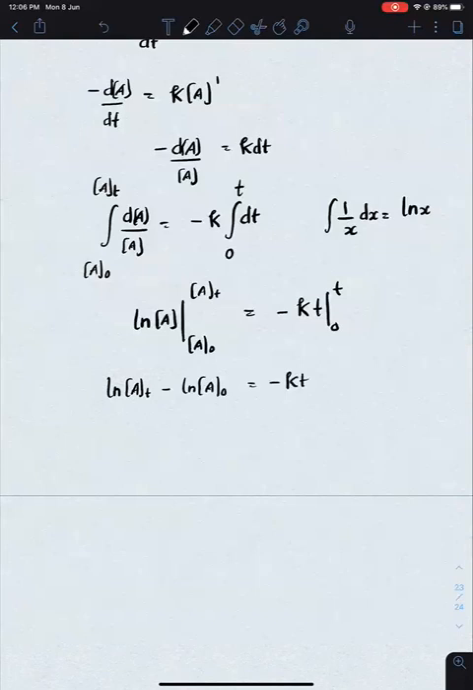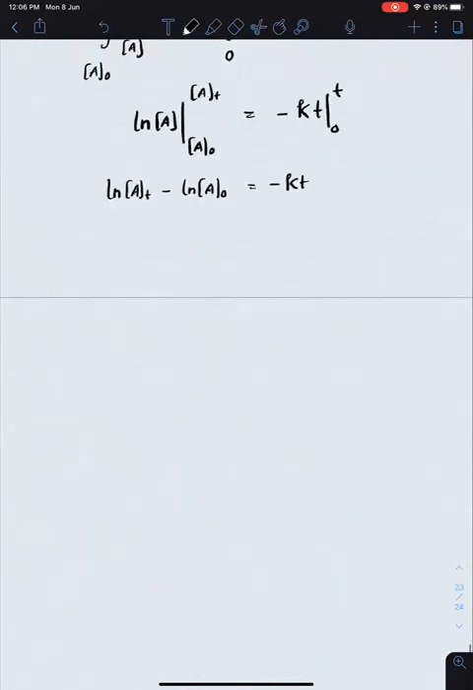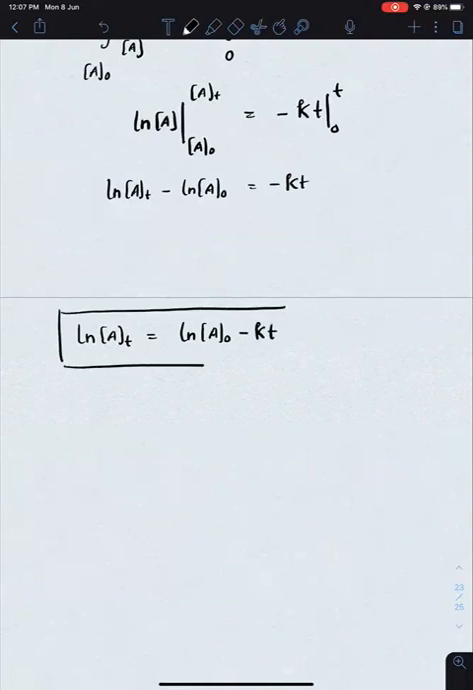kt, or I can write ln at is equals to ln a naught minus kt. This is the expression. ln at is equals to ln a naught minus kt. Okay, this is the logarithmic form, and let us call this as logarithmic form 1.